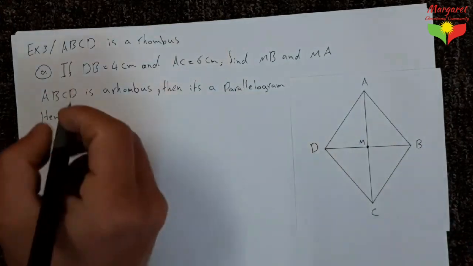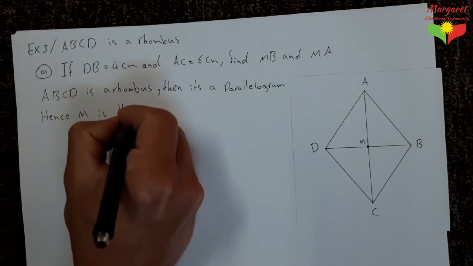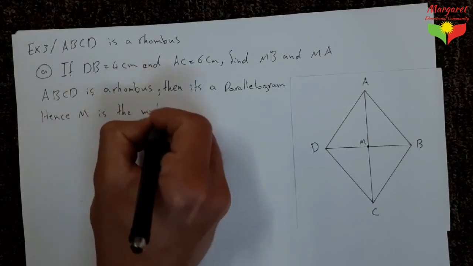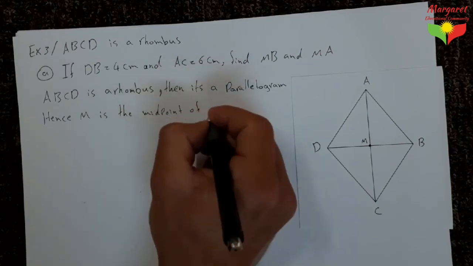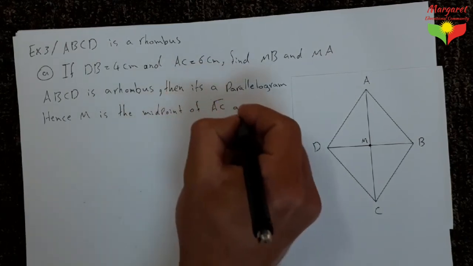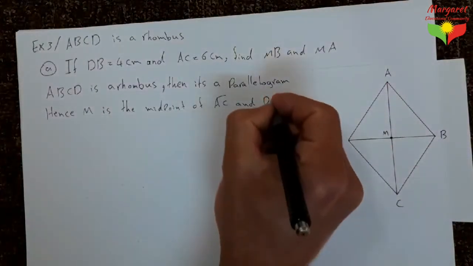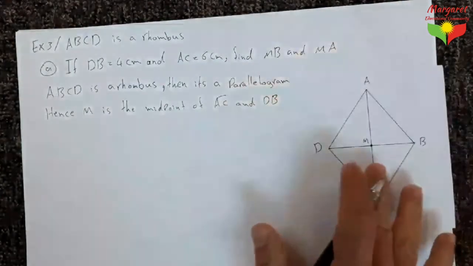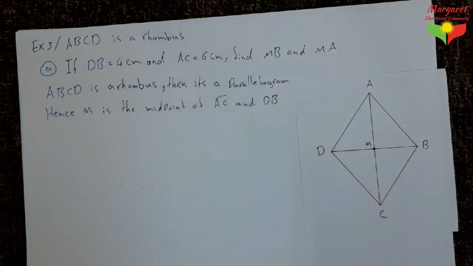Hence, M is the midpoint of AC and DB. And we say that bisector means divided to two congruent parts.